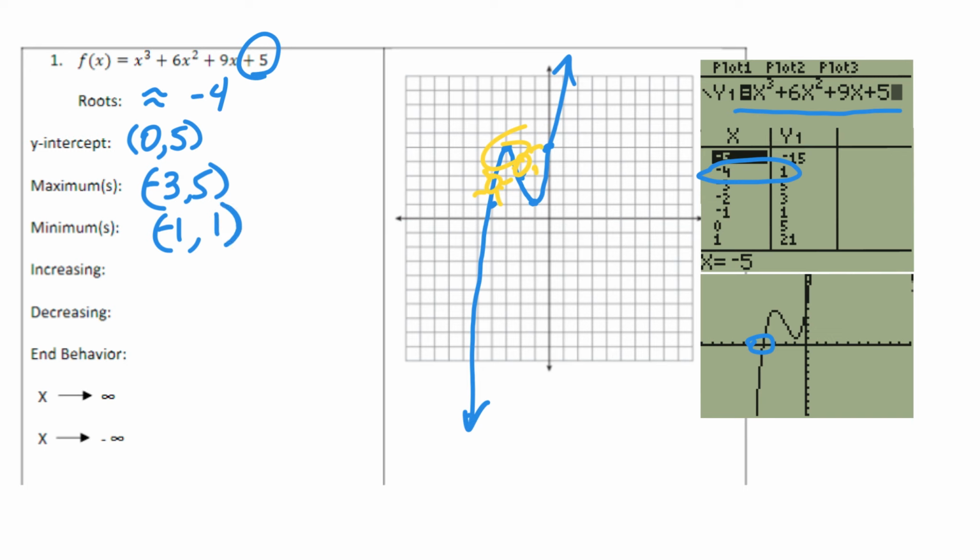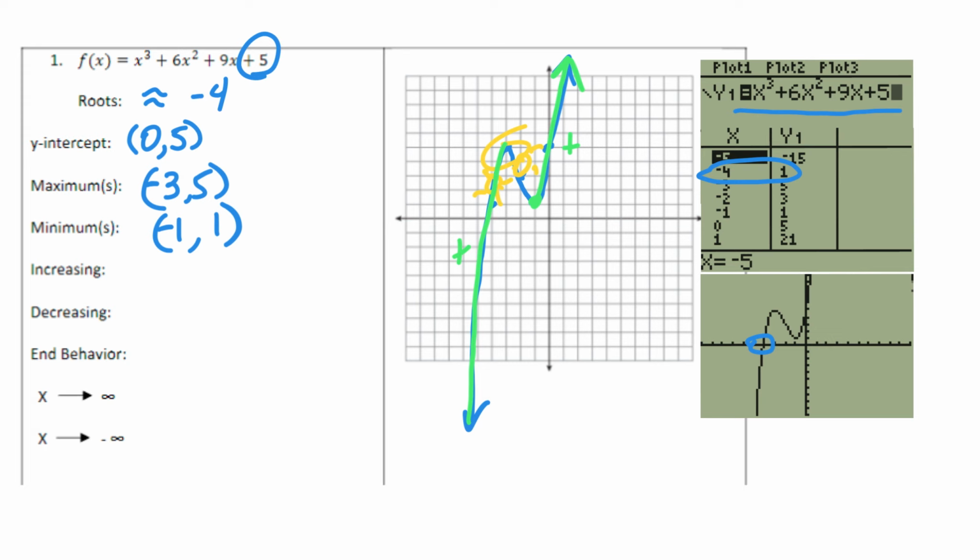Now we need to state the intervals in which it is increasing. So as we take a look at this function, we can see that it is increasing from its minimum value to infinity. And we also see it increasing from -infinity until we get to this point.